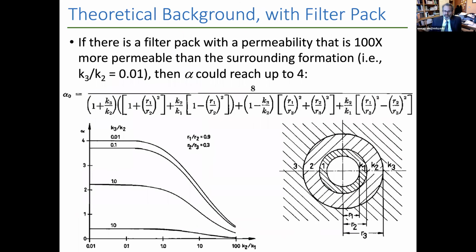So the next step was to look at a situation where we have a filter pack around our well screen. In this case, as you see in this plot here of alpha versus K2 over K1, depending on the ratio of our permeability of the aquifer to the filter pack, we can get an alpha up to 4 times. So in that case, a 2-inch well screen would produce not a 4-inch plume, but an 8-inch plume. So this could be a dramatic effect. But you can see you really have to select the right conditions to be able to achieve that.